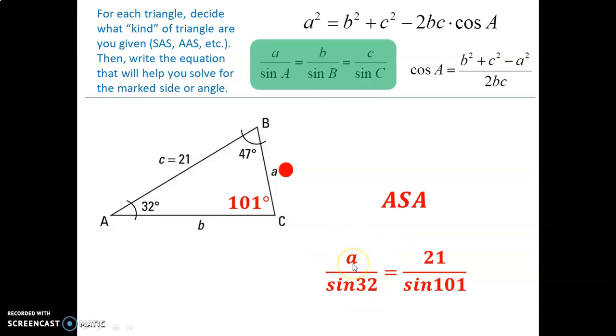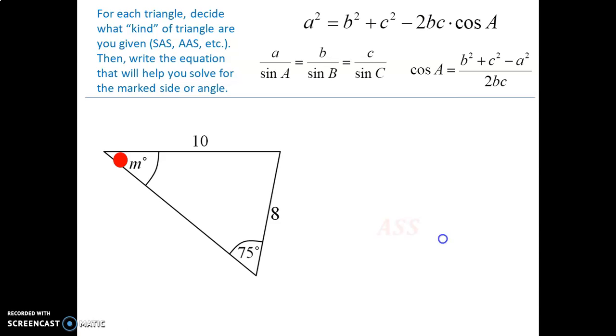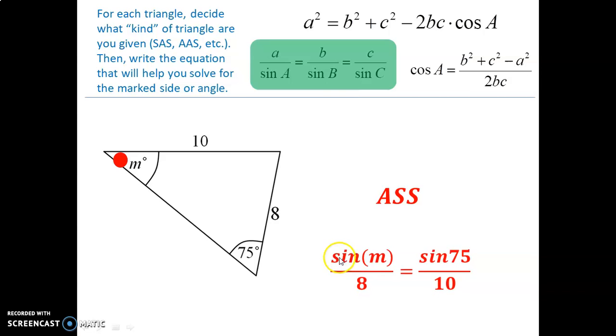and then you can use that to solve for A. All right, I usually start by putting the thing I'm looking for right here, because again, sine rule can be written upside down, like this flipped over, and this one could have been first, but I usually put the thing we're looking for here, the unknown, because now it's easy to just multiply by sine 32 over here. Okay, next one, decide what kind of triangle. Okay, this is ASS triangle, therefore sine rule, we're looking for an angle here, so I'm going to set up sine rule like this, sine of that angle over 8 equals sine of this angle over 10.